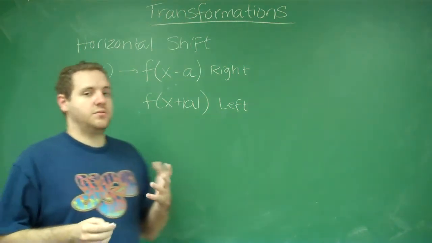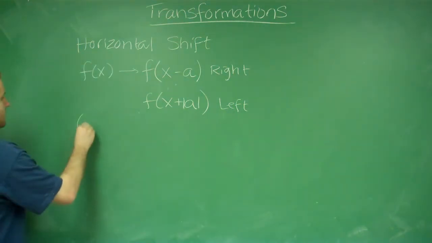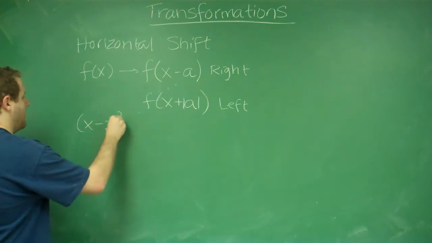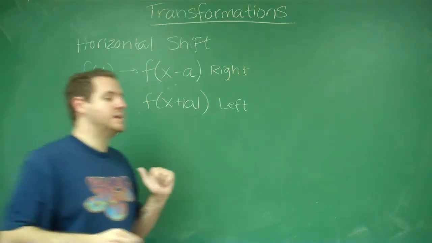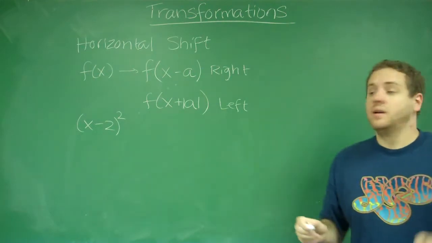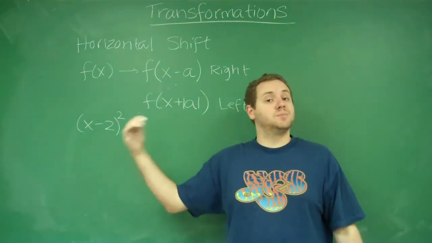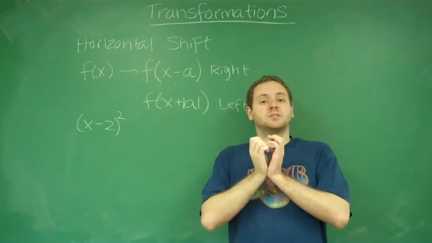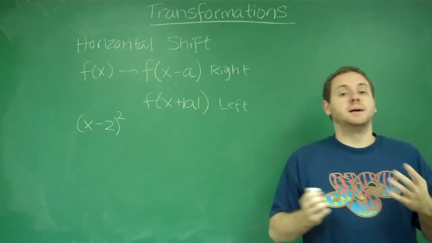So, that's, for example, if you just had this function, x minus 2 squared. You should be able to tell that, oh, that is my regular function x squared, except instead of an x, I have an x minus 2. So that's my regular x squared parabola shifted to the right by 2.